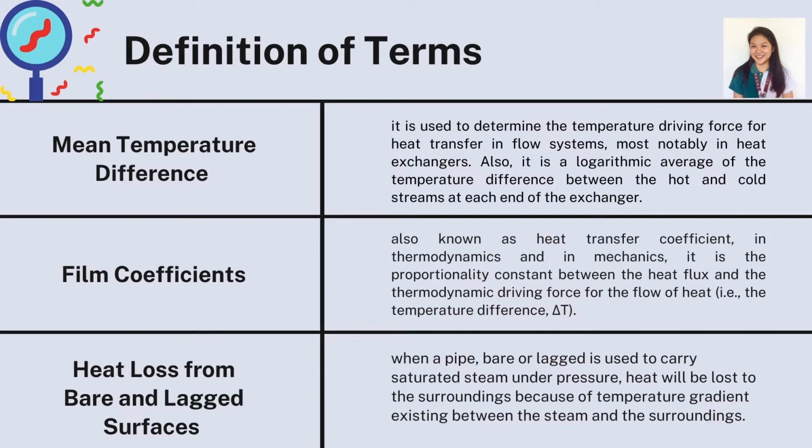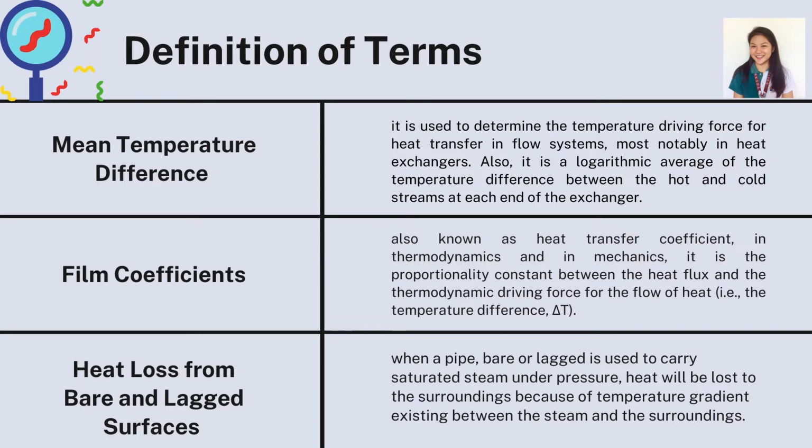Mean temperature difference is used to determine the temperature driving force for heat transfer in flow systems, most notably in heat exchangers. Also, it is a logarithmic average of the temperature difference between the hot and cold streams at each end of the exchanger. Film coefficients, also known as heat transfer coefficient, in thermodynamics and in mechanics, is a proportionality constant between the heat flux and the thermodynamic driving force for the flow of heat, such as the temperature difference, or the delta T. And lastly, the heat loss from bare and lagged surfaces.